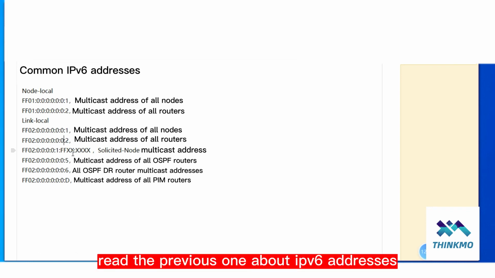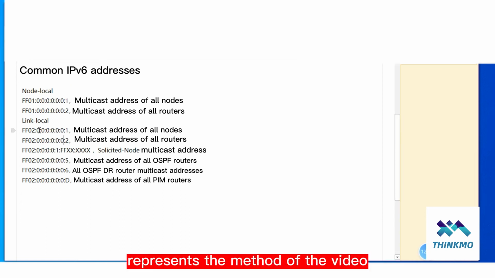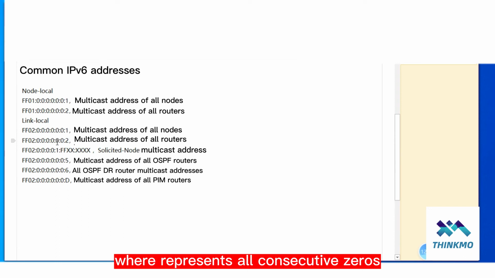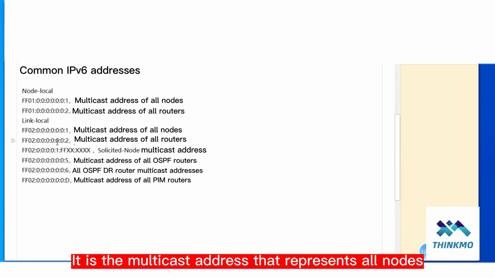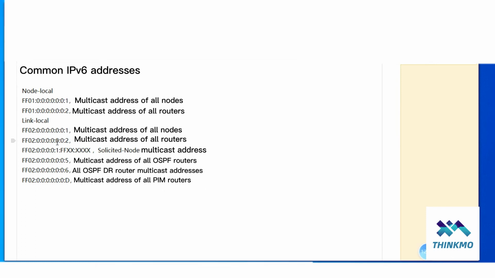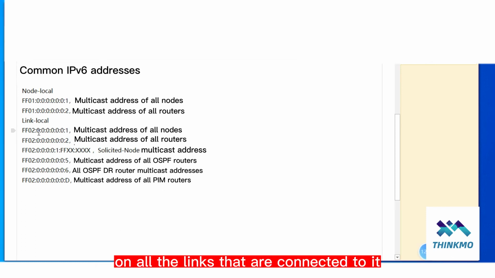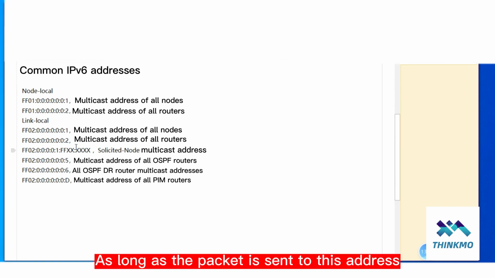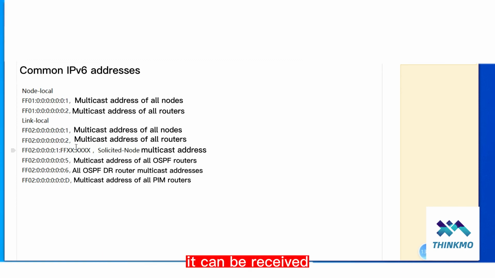If you watched the previous video about the representation of IPv6 addresses, you should know why I can write FF02::1, where :: represents consecutive zeros. It is the multicast address that represents all nodes. In other words, all hosts on the links connected to it, in the same network segment, can receive packets using such an address. As long as the packet is sent to this address, it can be received. This is the all-nodes local scope we mentioned.